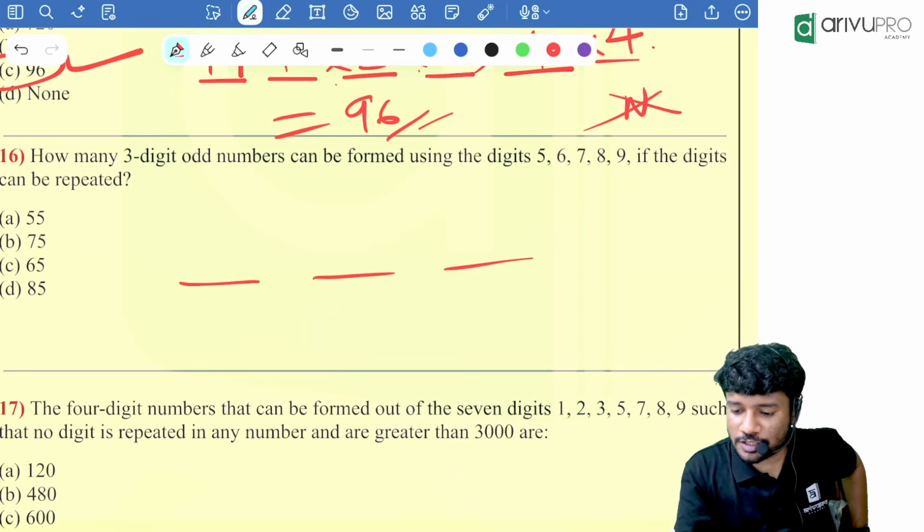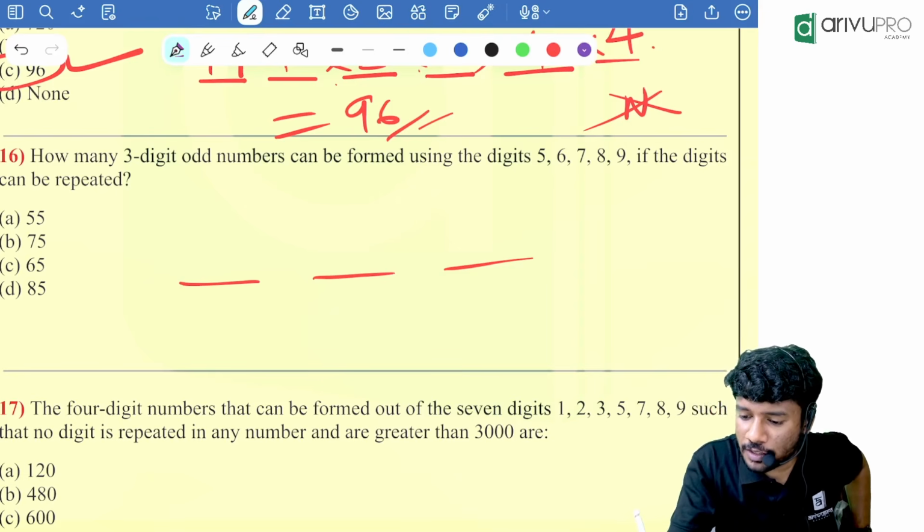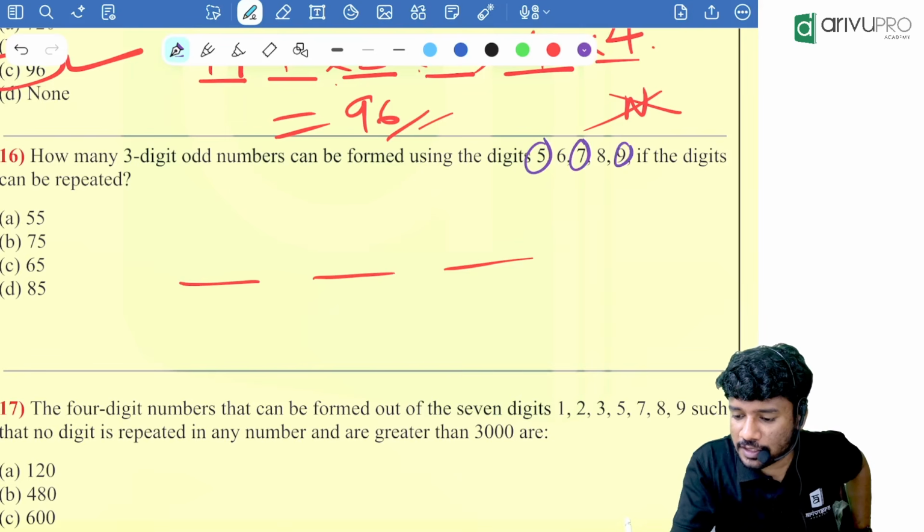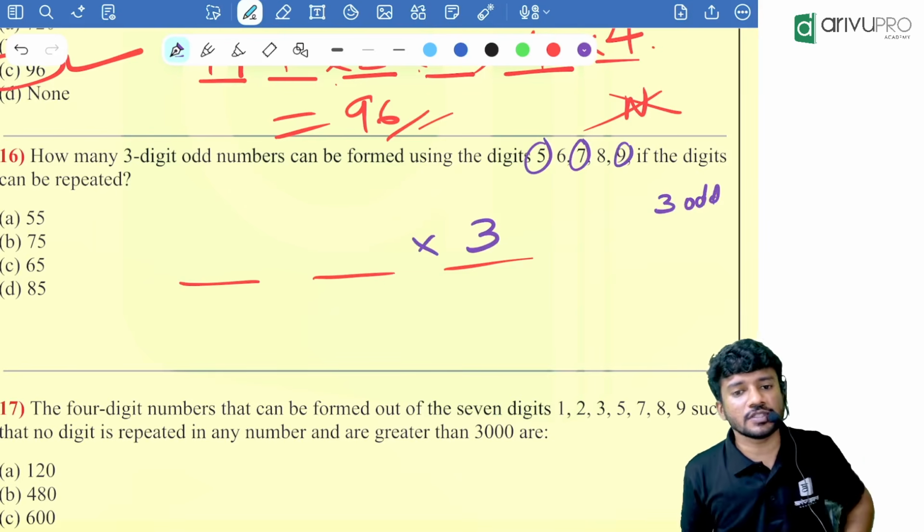The ones place should be odd. Which are the odd numbers over here? 5 is there, 7 is there, 9 is there. That means how many odd numbers? 3 odd numbers are there. Any of the 3 can be sitting over there.